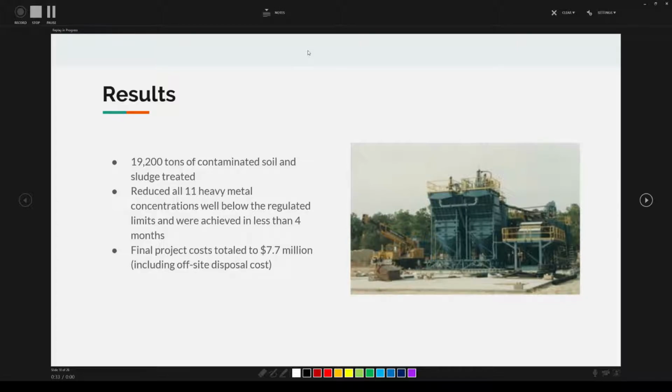The total cost for this application was $7.7 million, including off-site disposal costs for the sludge cake. Additionally, selective excavation reduced the overall costs for the application by reducing the amount of soil requiring treatment by a factor of 2. So overall, this was a pretty successful soil washing unit and a pretty famous one at that.